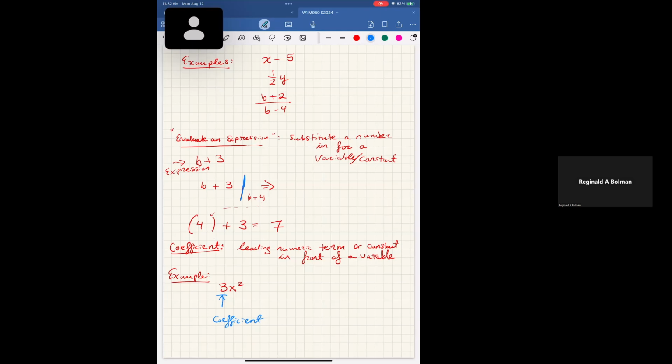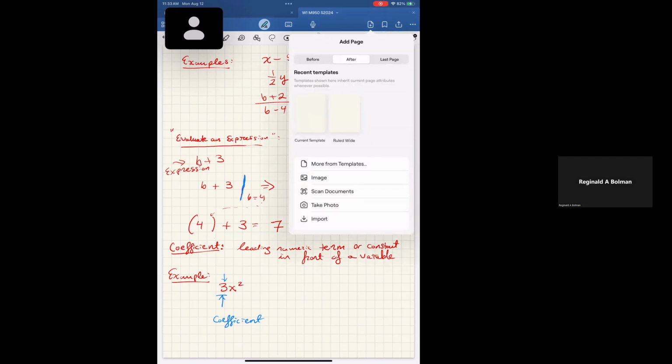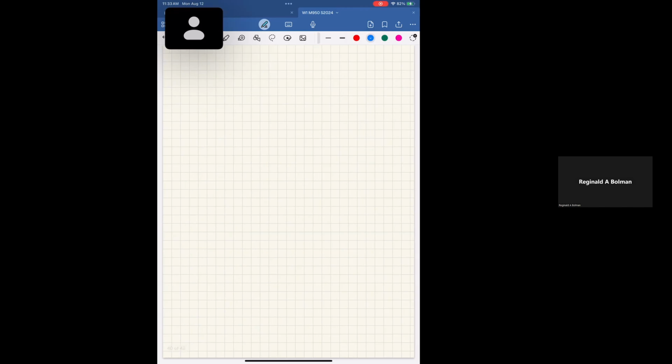The last terminology or term that I need to introduce is what is called a coefficient. And a coefficient is just a leading numeric term and or constant that is in front of a variable of a given expression. So you might have an expression such as 3x squared. The number that is in front of 3x squared, i.e. the 3, okay, this is the coefficient. The 3 is the coefficient of x squared. And we're going to see a lot of coefficients in this class, so it's really, really super important.